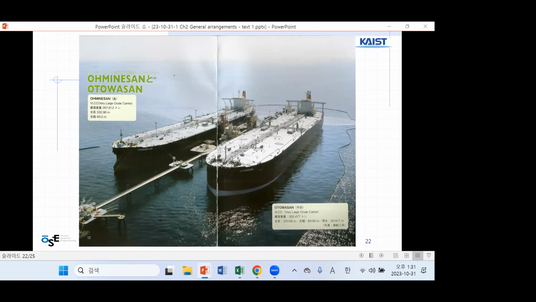This one is an oil tanker, a big oil tanker. There's no opening, only pipelines, and valves and pumps are inside. So only the pipeline is shown on the top.